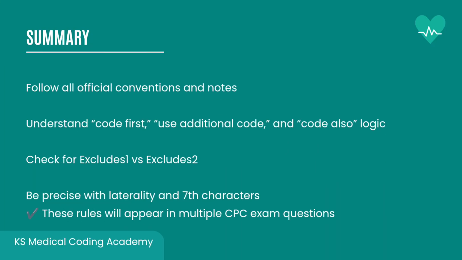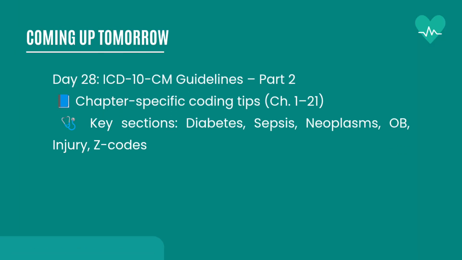Summary. Today we covered core ICD-10-CM rules that are essential for coding and CPC exam success. Always follow conventions, recognize when two codes are needed, and respect excludes notes. Precision and attention to detail are what make great coders. Coming up tomorrow in day 28, we'll move into chapter-specific ICD-10-CM guidelines. We'll break down rules for coding infectious diseases, diabetes, sepsis, neoplasms, pregnancy, injuries, and Z codes. Make sure to join us.